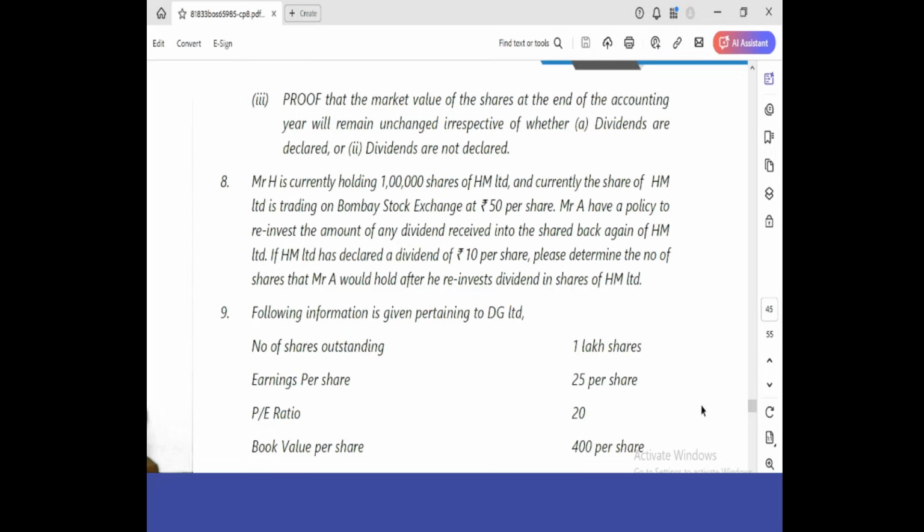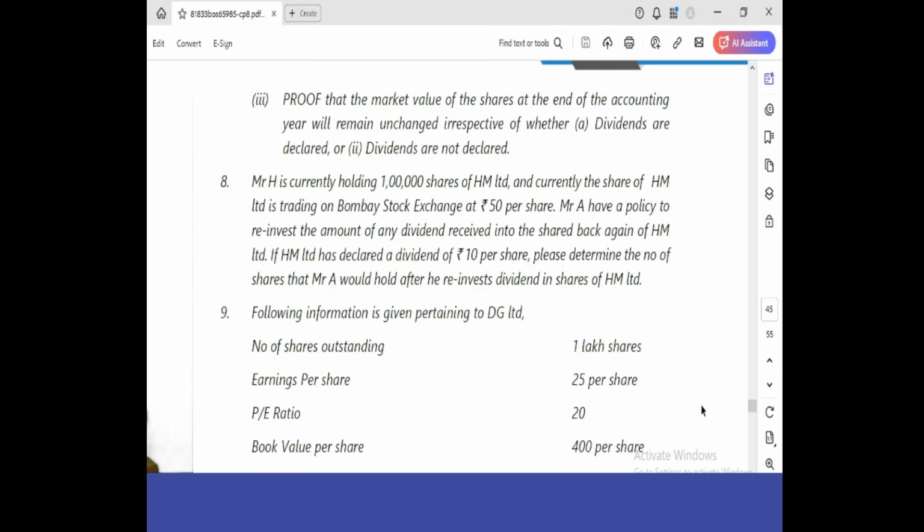Next. Mr. A has a policy to reinvest the amount of any dividend received into the shares of HM Limited again. HM Limited has declared a dividend of rupees 10 per share. Please remember, whenever the dividends are declared, that is at the AGM, the shares will be trading on a cum dividend basis. You all study this in your Companies Act, something called cum dividend and ex dividend. There's also something called the record date.